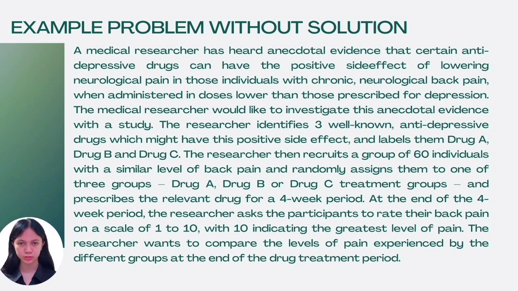The researcher identifies 3 well-known antidepressive drugs which might have this positive side effect and labels them drug A, drug B, and drug C. The researcher then recruits a group of 60 individuals with a similar level of back pain and randomly assigns them to one of the 3 groups, which are the drug A, drug B, or drug C treatment groups, and prescribes the relevant drug for a 4-week period.